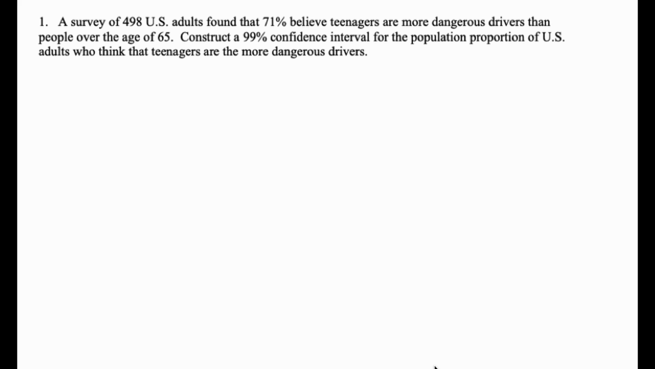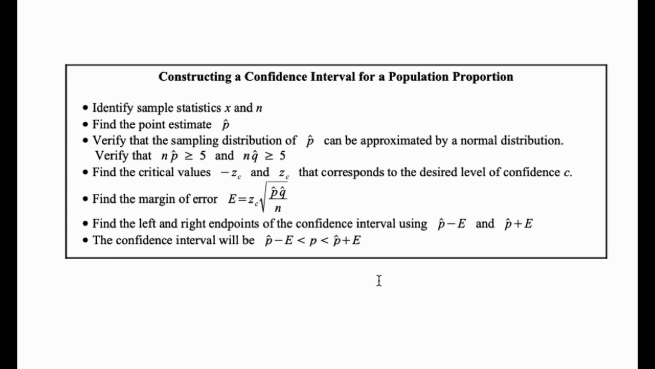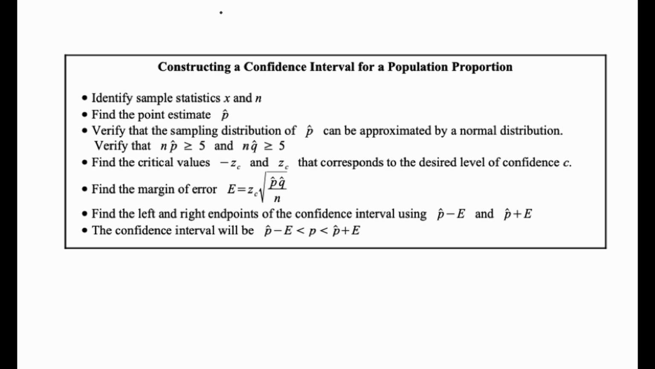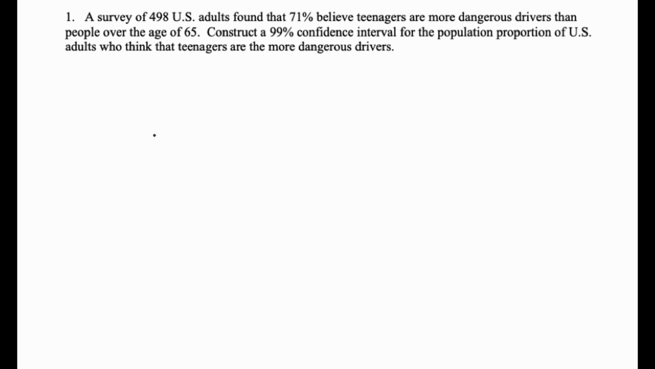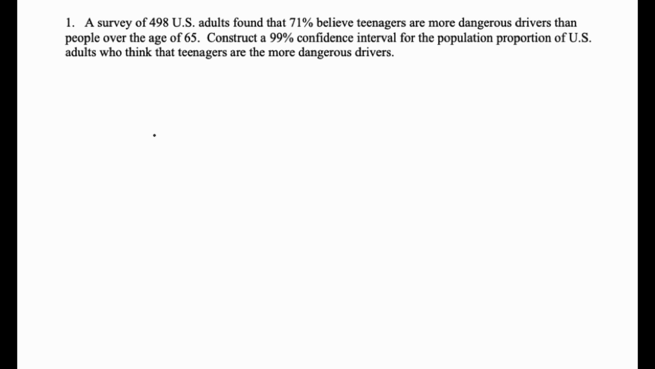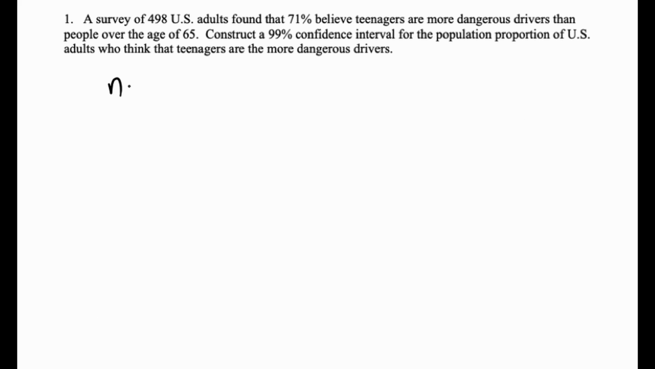A survey of 498 U.S. adults finds that 71% believe teenagers are more dangerous drivers than those over 65. Construct a 99% confidence interval for the population proportion of adults who think that teenagers are more dangerous drivers. Okay, these are the steps. We want to identify the sample statistics X and N first. In this problem, N is going to be the number of people that are asked the question. So N is 498.